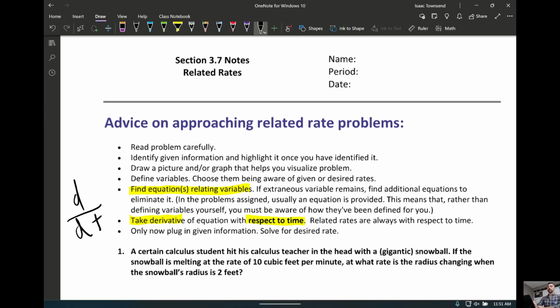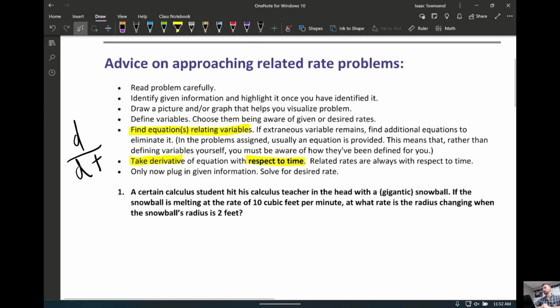Now if I take the derivative of y with respect to t, those variables don't match, so I'm going to need a y prime. If I take the derivative of volume, or v, with respect to time, I'm going to need a v prime. If these variables don't match, we have to keep up with the part that is similar to implicit. All right, and then plug in the information and then solve for what they want.